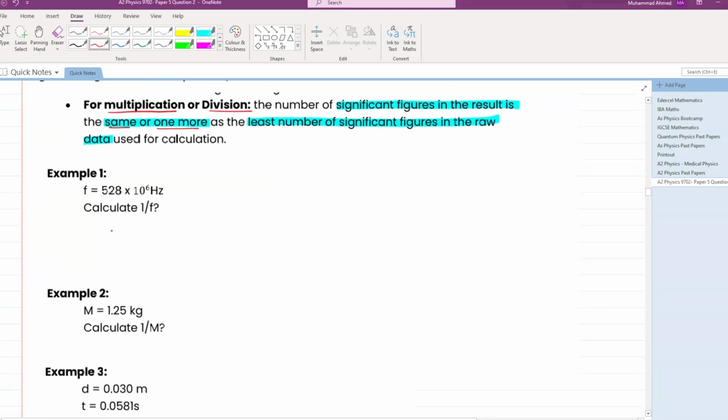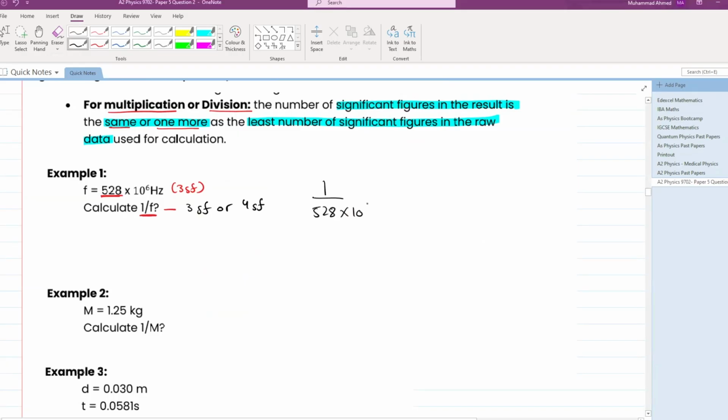Sir, what do you mean by that? Can you see we are given the frequency? How many significant figures does the frequency have? 3 SF. So the calculated value 1 over f, 1 over frequency, will have how many significant figures? Same, that is 3 significant figures, or one more, that is 4 SF. Let's calculate it.